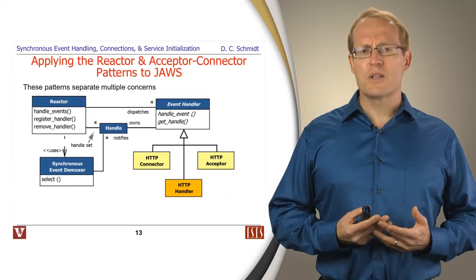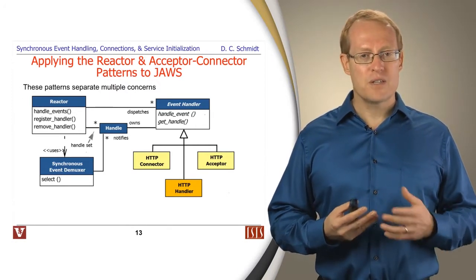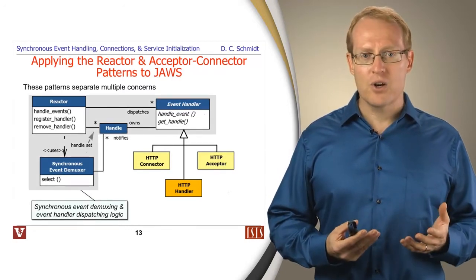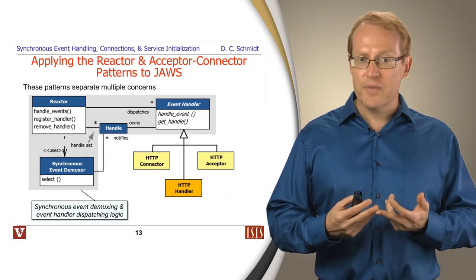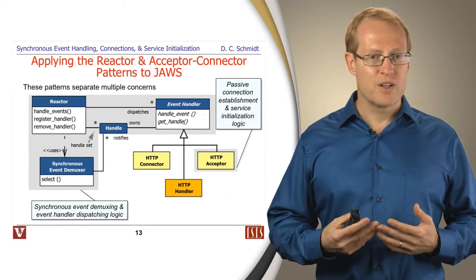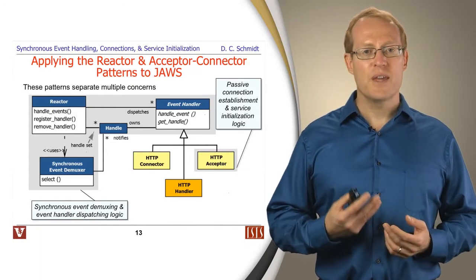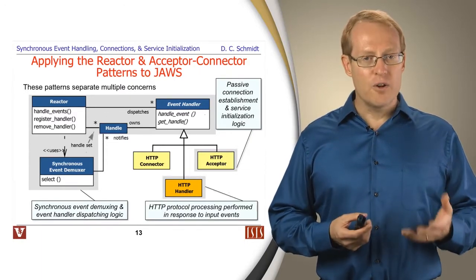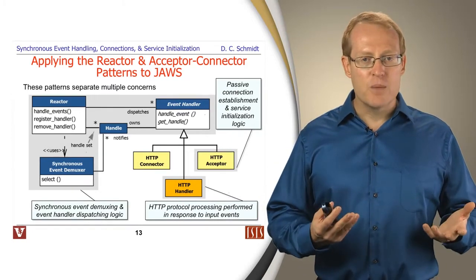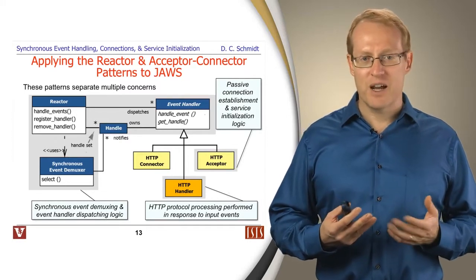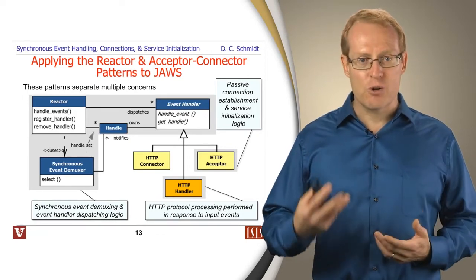Now that we understand the basic patterns, let's talk about how we could apply acceptor and connector in the context of JAWS. What we're going to do here is separate a couple of different concerns. We'll use the reactor to separate the concerns of generic event detection, demultiplexing, and dispatching. Some of the events we'll be dispatching will be those having to do with passive connection establishment and service initialization, and the acceptor will do that. Other events that will come after things are connected are events that actually correspond to the web protocol that we implement, HTTP 1.1, for example. In that case, we're going to have some kind of service handler that will actually do the work once the acceptor factory creates it.